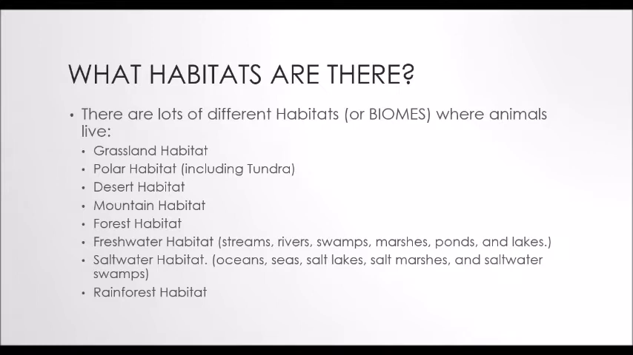So we have a grassland habitat, which is where I am hanging out with Jerry today. We have a polar habitat, which is where I was on Monday hanging out with Patty, and that also includes the tundra. Then we have the desert habitat, the mountain habitat, the forest habitat, which is actually a temperate forest habitat because we also have a rainforest habitat. Then we have freshwater habitat and then a saltwater habitat. So we have lots of different habitats.